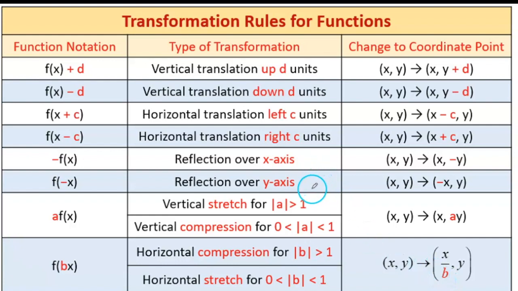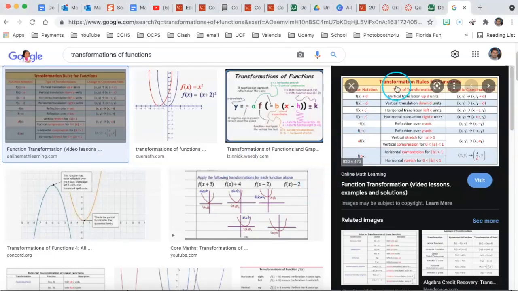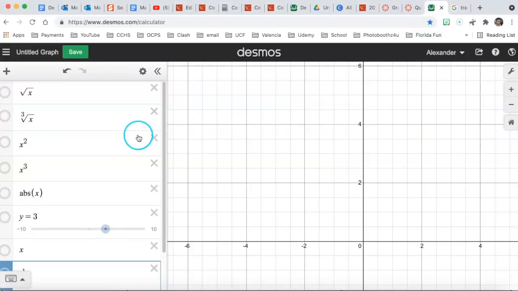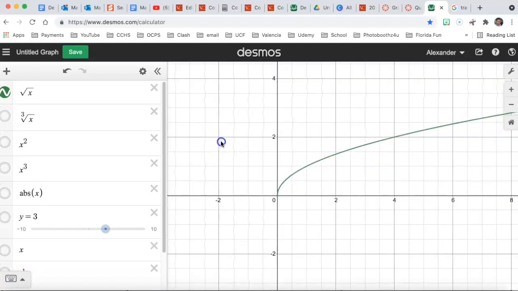Let's go to Desmos. Desmos, online tool, free, no charge. I'm going to show you how every single graph looks. My first graph was square root of x. This is what a square root of x looks like. My graph starts at 0, 0, and it has an arrow to the right. That's the square root.